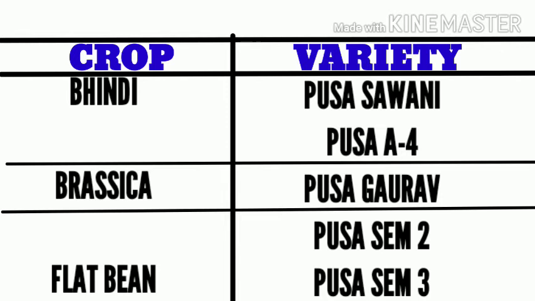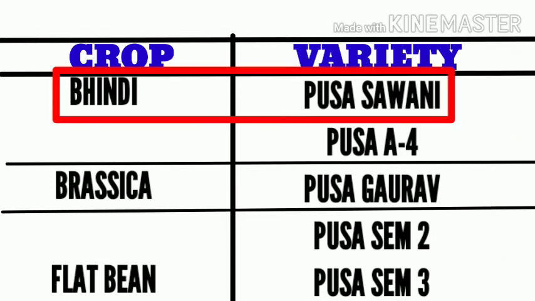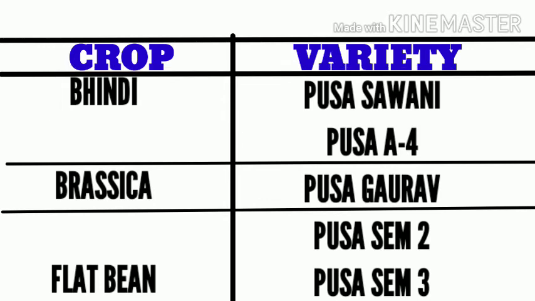If you notice the column for variety, you will also see that I have arranged them in alphabetical order except for one, that is Pusa Sawani for bhindi. The others are in alphabetical order from top to bottom: A4, Gaurav, Sem 2 and Sem 3. You have to remember Pusa Sawani against bhindi because Sawan or the month of Shravan is the major yielding period for the crop bhindi. Even if you didn't know this fact, learn it today for the sake of this trick.